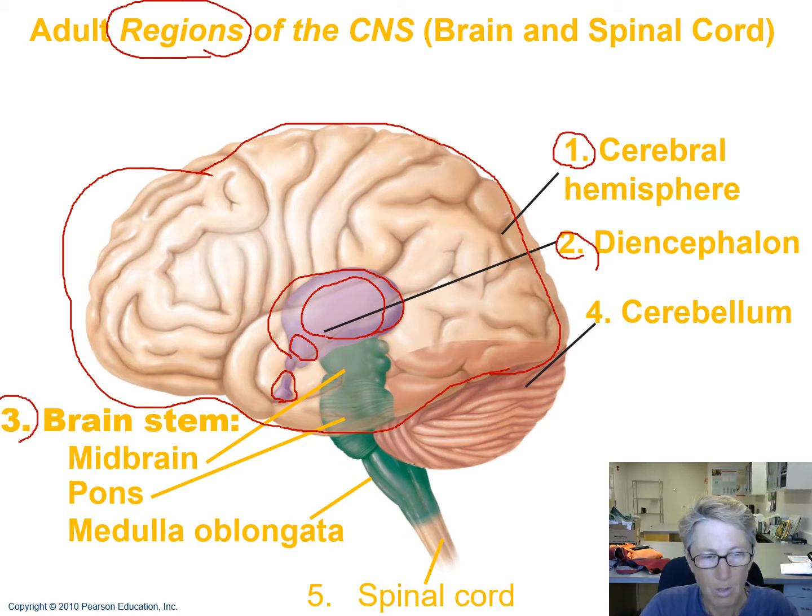The second region, adult region, because fetal regions are different, but the third adult region of the central nervous system is called the brainstem, and it has 3 parts. Within the brainstem you have the midbrain, and then you have the pons and the ever famous medulla oblongata. The 4th region in the CNS is the cerebellum. That's this guy right here. And the 5th region of the central nervous system is the spinal cord.